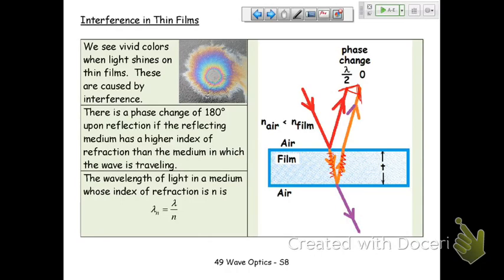If the path difference is an odd number of half wavelengths, and I have this phase jump, now I've got an even number of half wavelengths, so it's constructive. And if this path difference is an even number of half wavelengths, but I also have this phase jump effect, now it's an odd number of half wavelengths, so I get destructive.